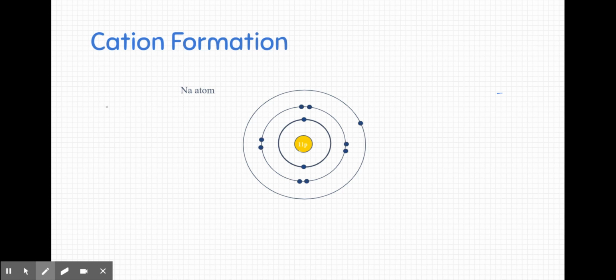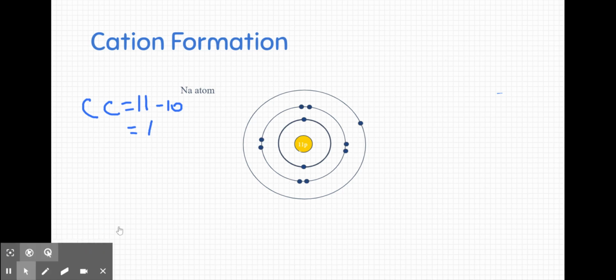So let's look at an example of an element which typically forms a cation or a positively charged ion. Sodium in group 1 typically will form a 1 plus ion. And before we look at the ion, let's just calculate the core charge of the sodium atom. So for the atom, the core charge, sodium has 11 protons, 10 inner electrons, 2 plus 8. So it has a core charge of 1, a very weak core charge. So when sodium forms an ion, that 1 valence electron is lost.